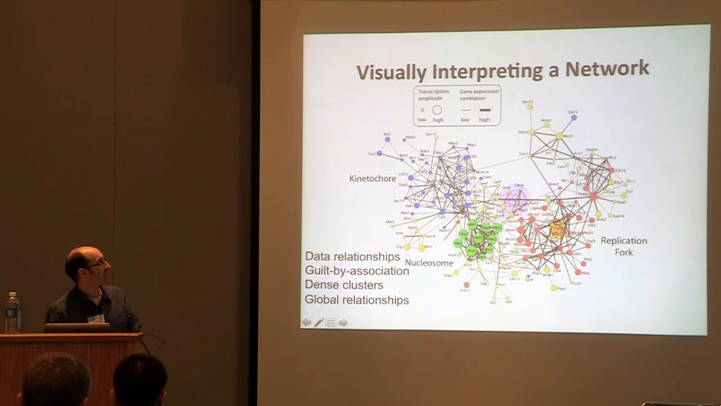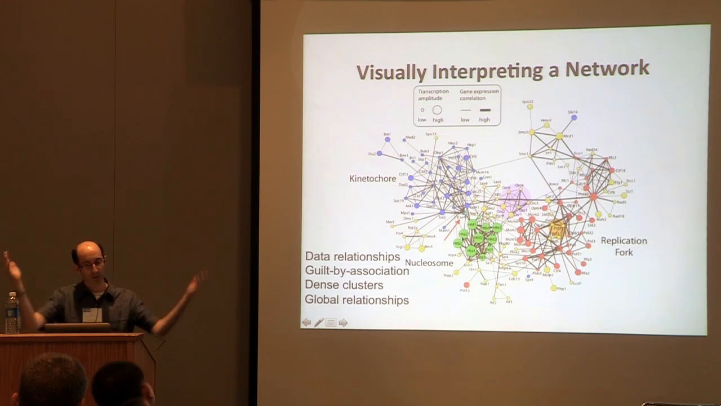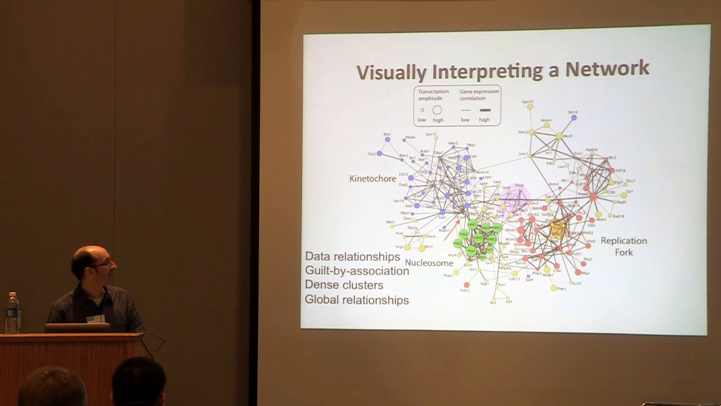So this is an example of how you can very quickly see quite a lot of strong agreement between all these different types of data that would be difficult to see if they were all separated. Okay, and finally, global relationships might help you see that certain modules are closer to each other than others. So the nucleosome and the kinetochore seem to be more connected than the kinetochore is to the replication fork on this side.